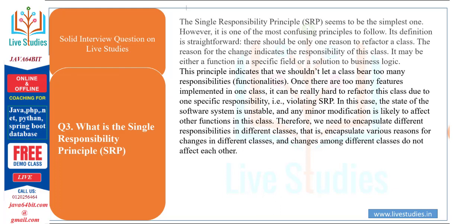This principle indicates that we shouldn't let a class bear too many responsibilities. Once there are too many features implemented in one class, it can be really hard to change this class due to one specific responsibility, either volatile. In this case, the state of the software system is unstable and any minor change is likely to affect other functions in this class. Thus we need to encapsulate different responsibilities in different classes, that is, encapsulate various reasons for changing in different classes, and changes among the different classes do not affect each other.